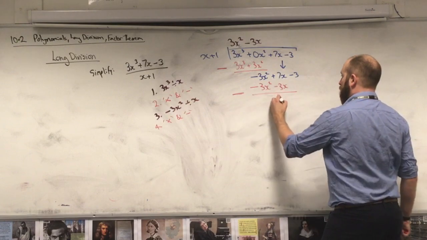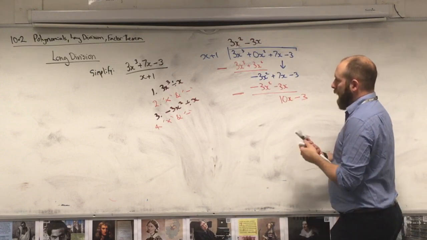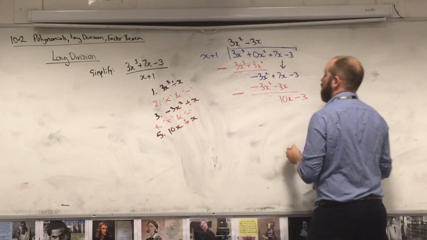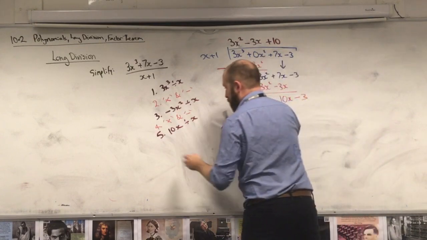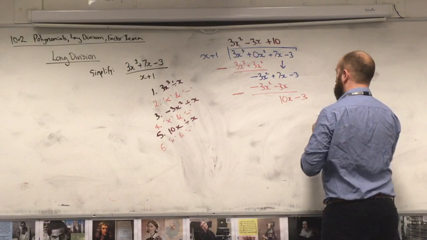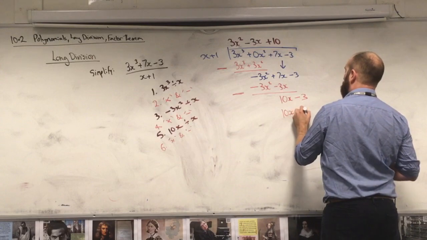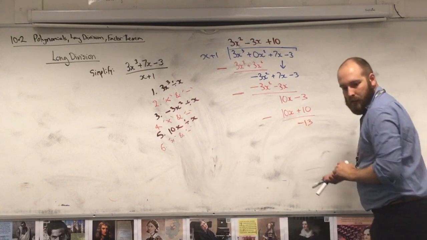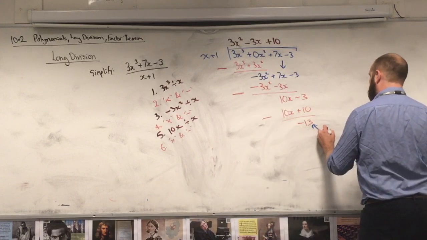7 minus minus 3 gives us 10x. Minus 3 takes 0, gives us minus 3. Okay, and again, now we're going to do step 5, 10x divided by x, which gives us plus 10 on top. Then times and subtract. 10 times x is 10x. 10 times 1 is 10. So subtract these, that cancels, minus 3 take 10 is going to be minus 13. So we have a remainder because x will not go into 13.